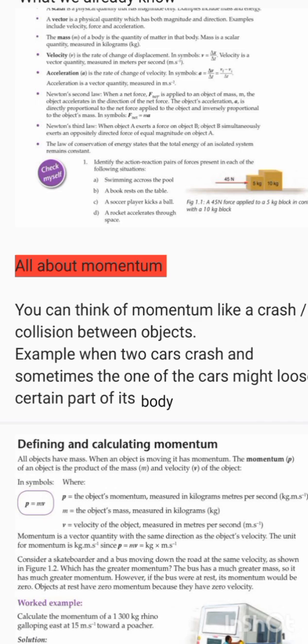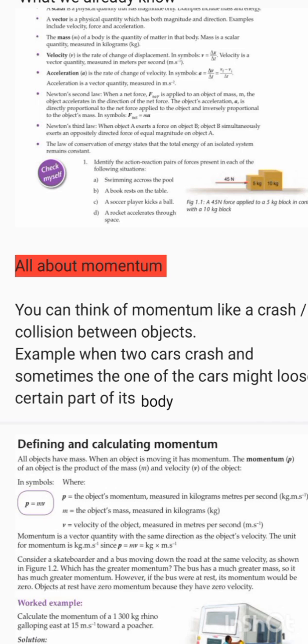We learned this in grade 11, the action-reaction pairs. So here's just a check yourself. Number one, identify the action-reaction pairs of forces present in each of the following situations. Number A, swimming across the pool. If you want to know the action-reaction pairs, you're going to say the water to the person who's swimming, or the water to the pool and the pool to the water, or the water to the person and the person to the water.